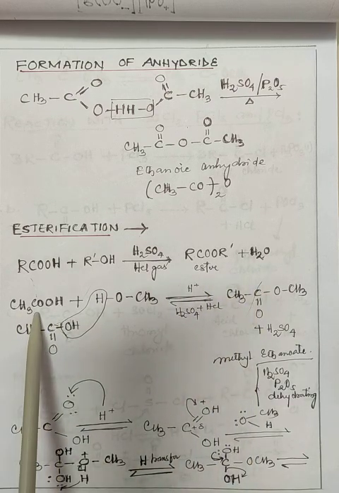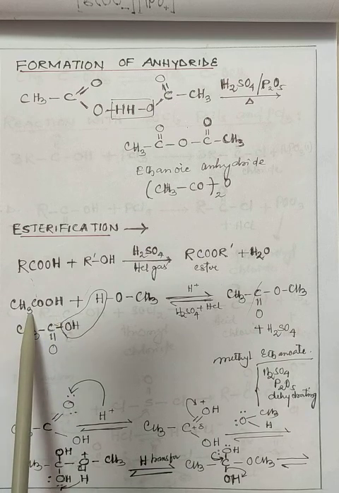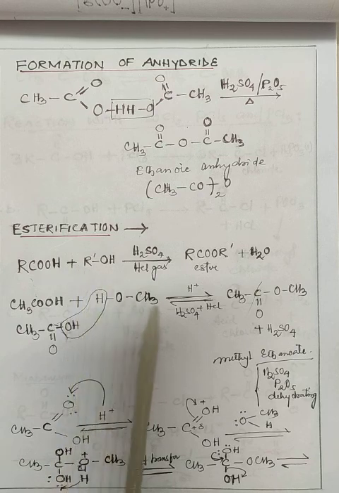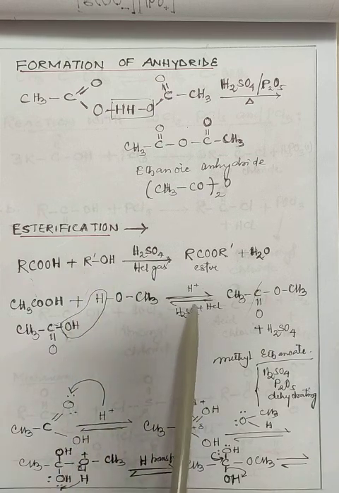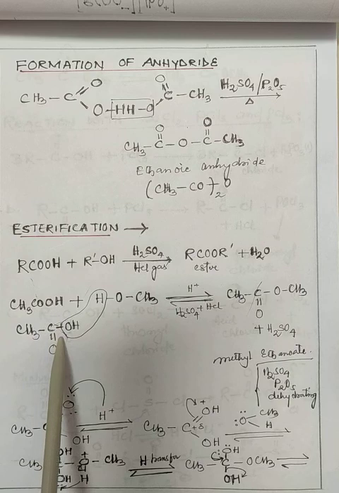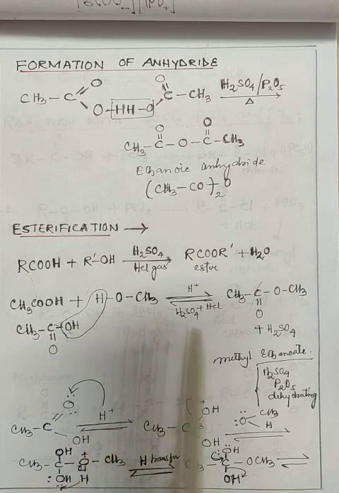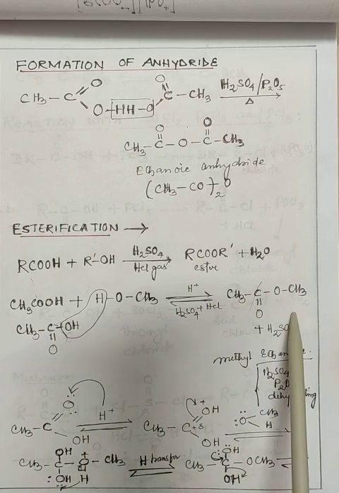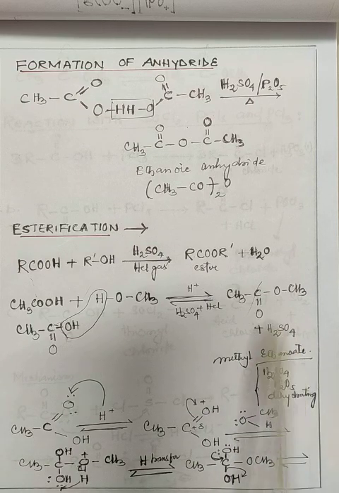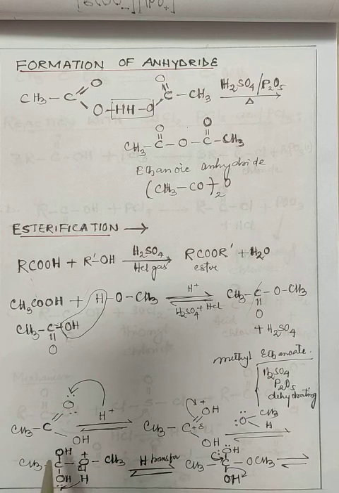Now here is an example. Acetic acid, then methanol we are taking, and the reaction is reversible. In acid medium, we have to take 2 moles of acetic acid and then water is formed. Then we will get this product along with sulfuric acid, that is methyl ethanoate, we will get the product.